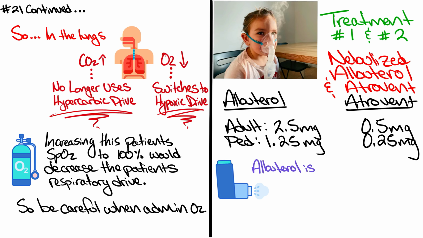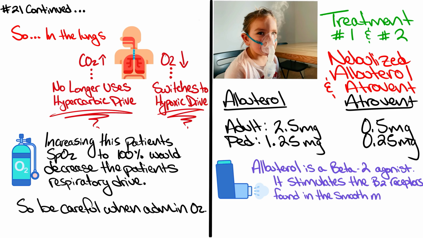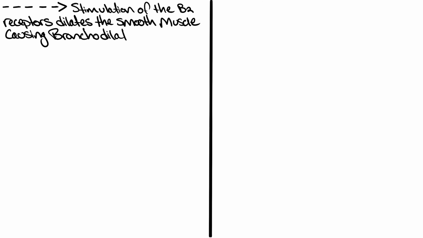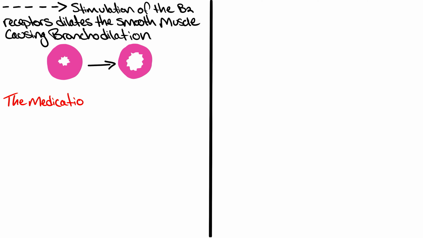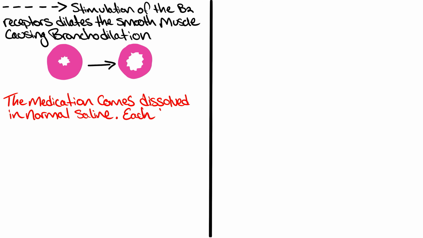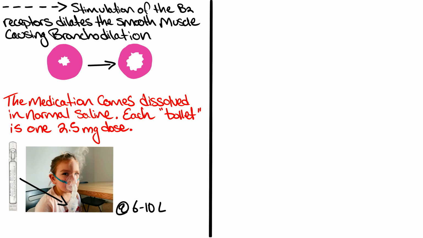So let's first review how albuterol works. Albuterol is a beta-2 agonist. It stimulates the beta-2 receptors found in the smooth muscle of the lungs. Stimulation of the beta-2 receptors dilates the smooth muscle, causing bronchodilation. Albuterol is going to come dissolved in normal saline and is going to be packaged in a small plastic bullet. Each bullet is 2.5 milligrams. Atrovent is going to be packaged similarly and is going to be 0.5 milligrams per tube.